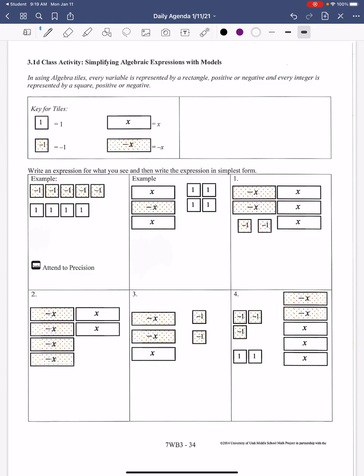The key for the tiles we have: the blank ones are worth 1, the dotted ones are -1, same thing with x and -x. So really it works the same way that it worked when we did integers, so the models are the same. We're going to look at this first problem, and it has 5 shaded negative ones, and 4 not shaded ones, or positive ones. The instructions say to write an expression for what you see and then write the expression in simplest form.